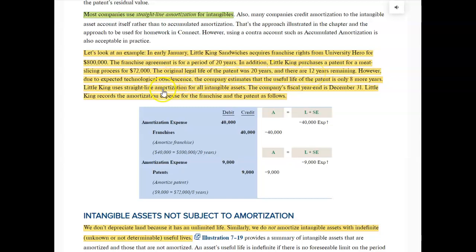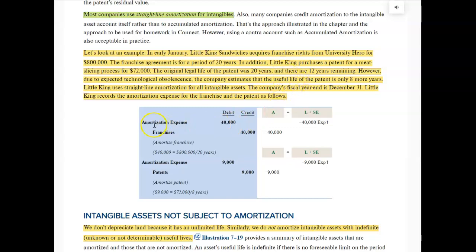However, because of technology, the company thinks that the useful life of the patent is only 8 years. That's the one they're talking about here, the patent. Patents have a life of 20 years. When we bought it, Little King here, it had 12 years remaining, but we think it'll really only be good for 8 more years. That's what it'll be useful for us.